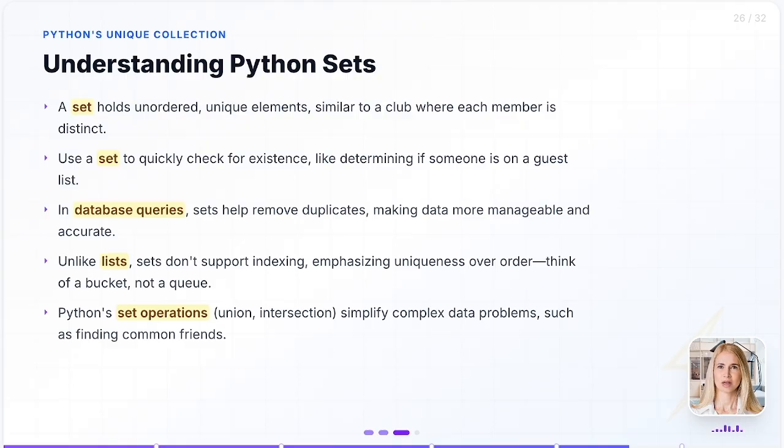Without sets, we'd need to manually filter out repeats, slowing down data processing and increasing the chance of errors. Remember though, sets prioritize uniqueness over order, so don't expect to retrieve items by position like in a list. One common mistake to avoid is trying to index a set, which simply won't work because order isn't preserved. Instead, embrace the power of sets for their speed and efficiency in ensuring data uniqueness.